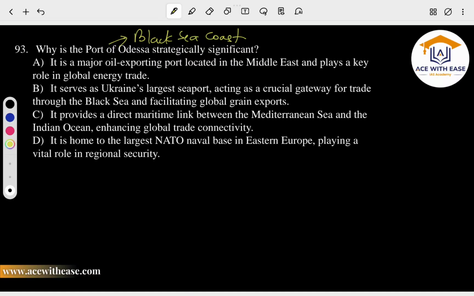And this Black Sea coast of Ukraine is very important for transportation, a major trade port that has been going on. So here the option is B. It serves as Ukraine's largest seaport, acting as a crucial gateway for trade through the Black Sea and facilitating global grain exports.